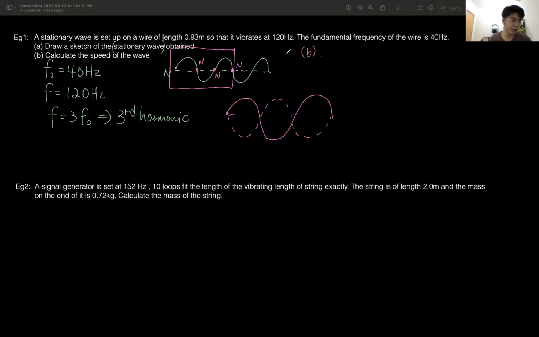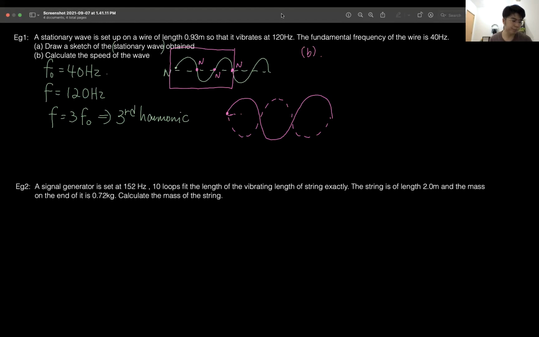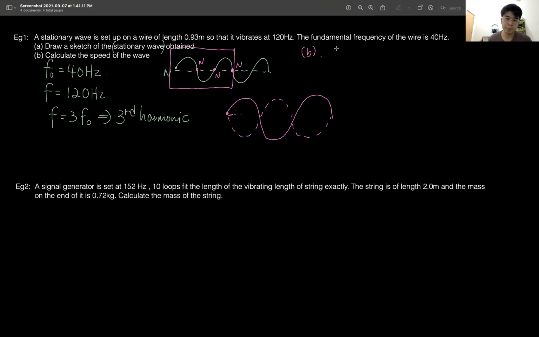B, calculate the speed of the wave. Okay, speed of the wave. We need the frequency and a wavelength. The frequency is already given, so you need a wavelength. You get the wavelength from the pattern here.